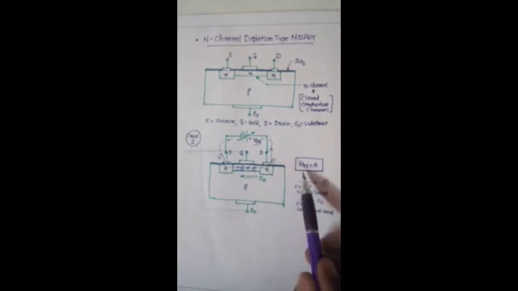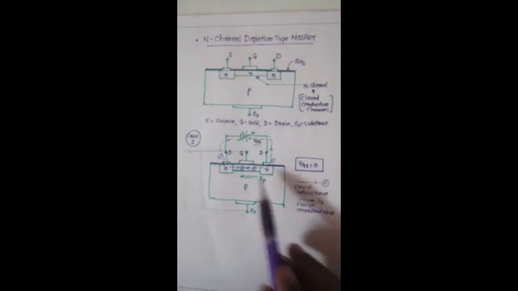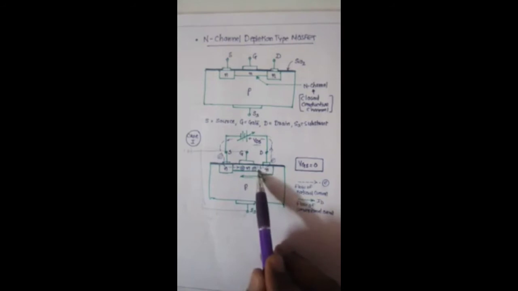So in this way VGS is equal to 0. It means that when the gate voltage is not given, at that time the ID current can be increased. So as VDS is increased, the current is also increased, up to the majority charge carriers available in the channel.